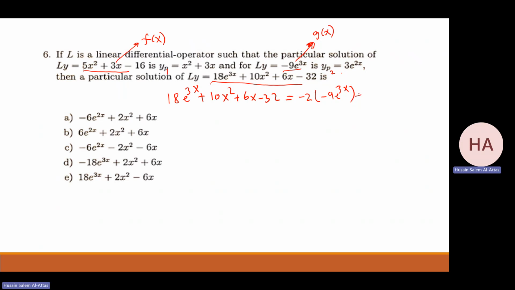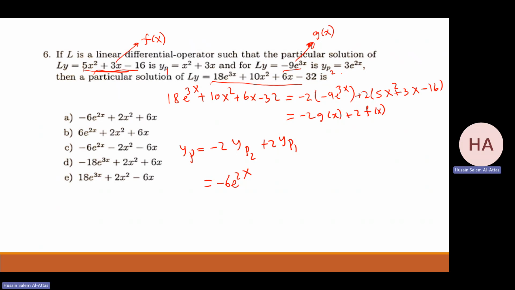Here I can take 2 as a common factor. What is the remaining? 5x squared plus 3x minus 16, which is my f of x. So this is minus 2g of x plus 2f of x. So it is yp, and minus 2 g is with yp2. Be careful. And this is yp1. So I have minus 2 yp2 plus 2 yp1. What is yp2? yp2 is 3, so that will be minus 6 e^x, plus 2 times this, plus 2x squared plus 6x, which is this one.